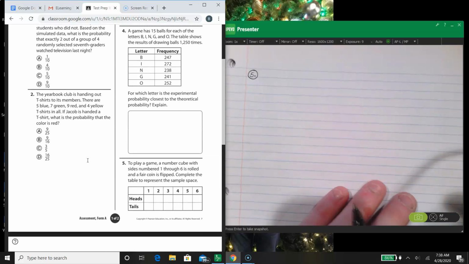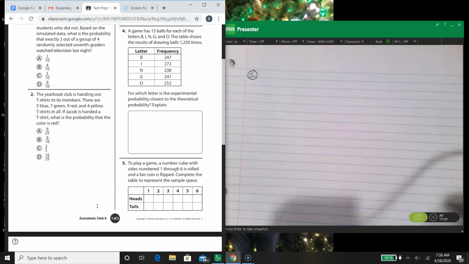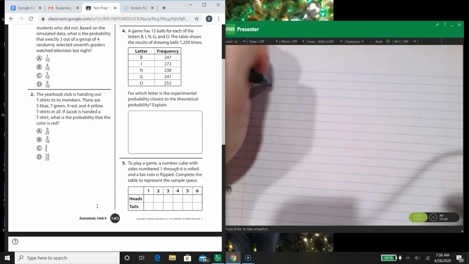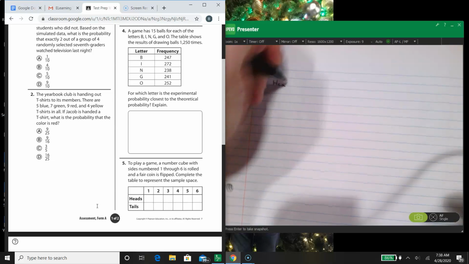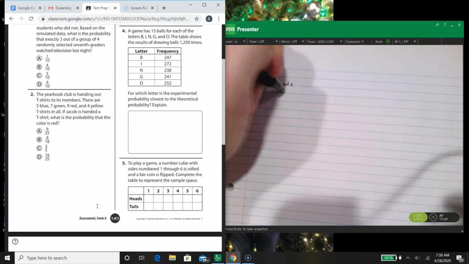Number 5, last one. To play a game, a number cube with sides numbered 1 through 6 is rolled and a fair coin is flipped. Complete the table to represent the sample space. Guys, they didn't really ask you to solve here. They just asked you to complete the table. So this is going to be a nice question to end on. And they've even set up your table for you.